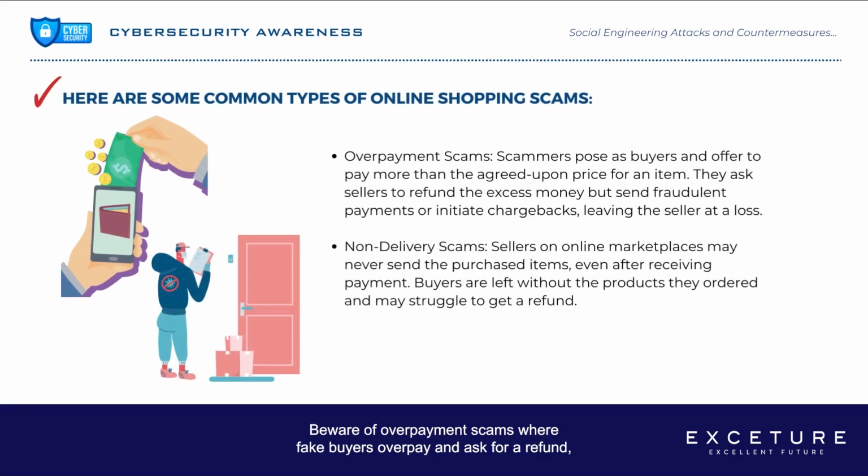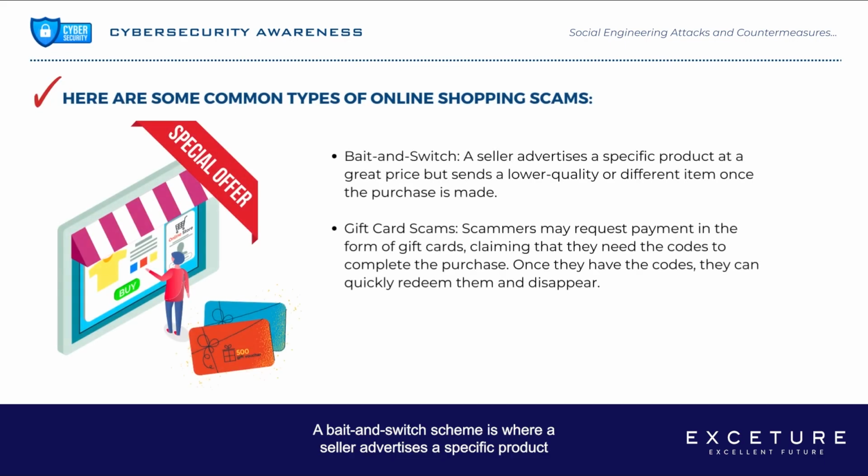Beware of overpayment scams where fake buyers overpay and ask for a refund, using fake payments or chargebacks, causing the seller to lose money. Another scam involves sellers not delivering purchased items after getting paid, leaving buyers without their products and making it hard to get refunds. A bait and switch scheme is where a seller advertises a specific product at an irresistible price, but sends a lower quality or different item once the purchase is made.